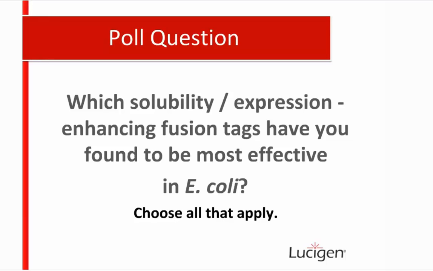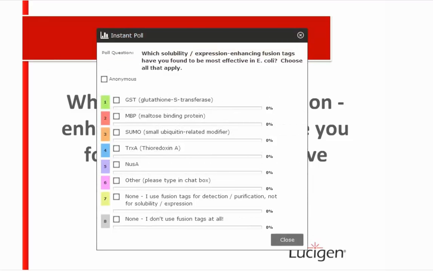Thank you, Beth. All right, here's our second poll. Which solubility expression enhancing fusion tags have you found to be most effective in E. coli? Again, choose all that apply. There's some very popular ones up there, GST, MBP. Some that you may not recognize, and we're curious to know if you utilize those as well. And then 7 and 8, and 7's none. I use fusion tags for detection purification, but not for solubility expression. That may be a common like his tag option. Or you don't use fusion tags at all.